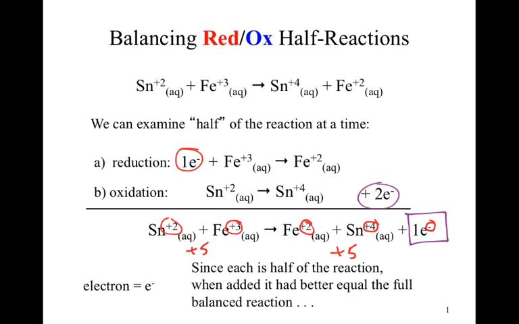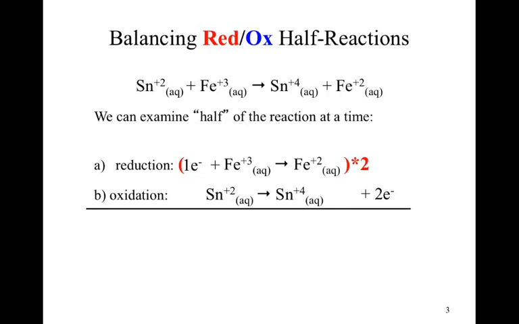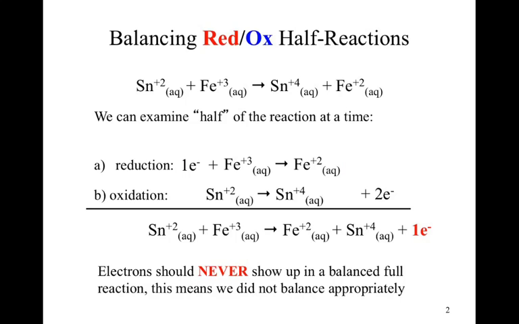So now we have to look at our problem and go back to our initial statement. Okay, so no electrons ever in a completed, fully balanced equation. Okay, so how can we go through and fix this? Somehow, when we add these two equations together, when I add my reduction to my oxidation, I need my electrons to cancel each other. And there's really only two ways that we can do this.